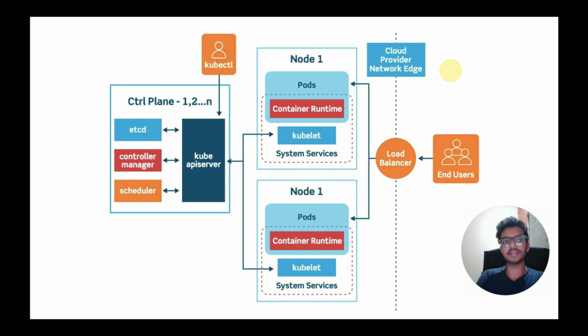Come on guys, let's check out Kubernetes architecture today. This is the architecture of Kubernetes. We have two planes here. One is the control plane, another one is the data plane or node plane.